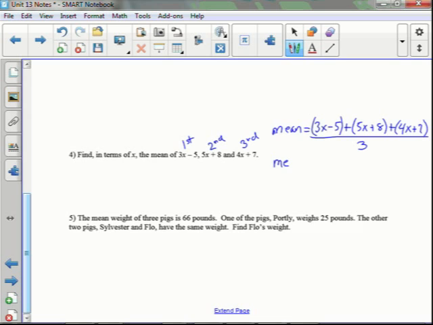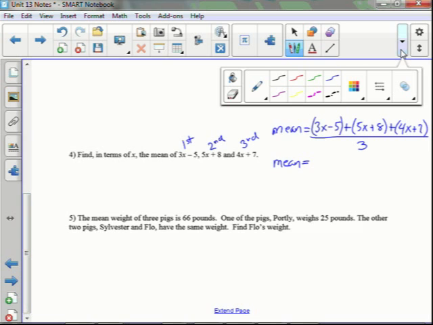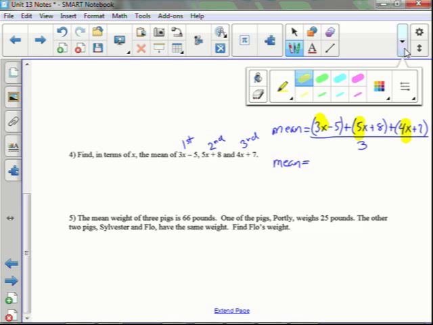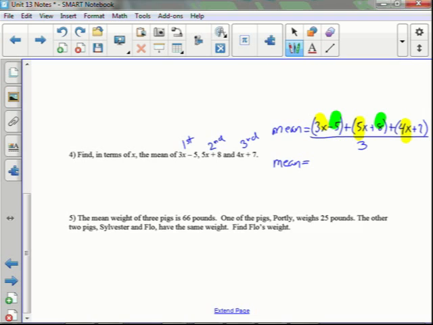Now, let's combine like terms. So I'll get my highlighter here just to help us with this. I got a 3x, 5x, and a 4x. And then we got minus 5. Ooh, I don't like that color. Doesn't show up too good. Let's try this. We got minus 5, plus 8, plus 7. Okay. Now, so 3x plus 5x, 8x, plus 4x is 12x. Okay, negative 5 plus 8 is 3, plus 7 is plus 10. Okay, divided by 3.